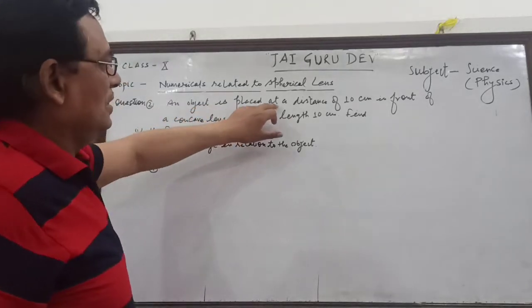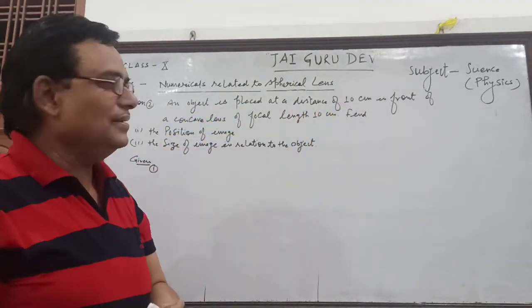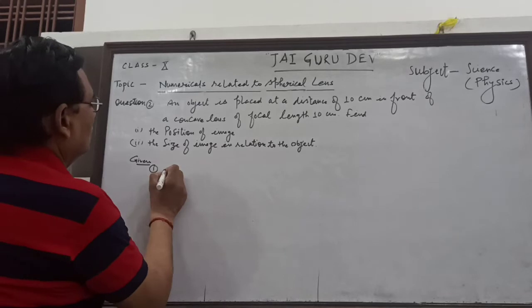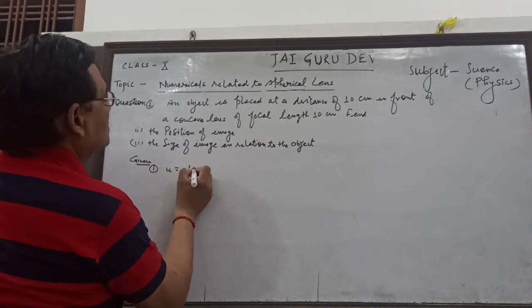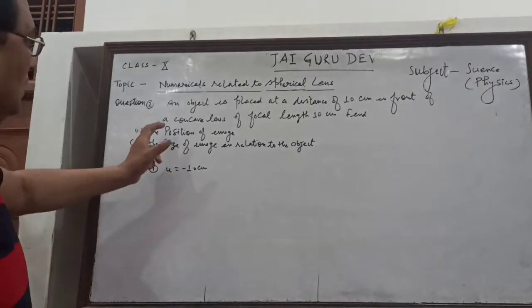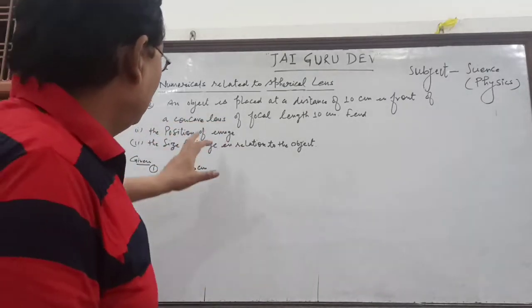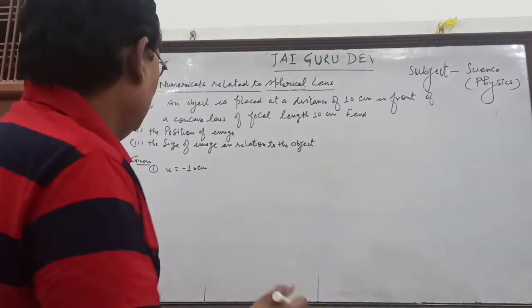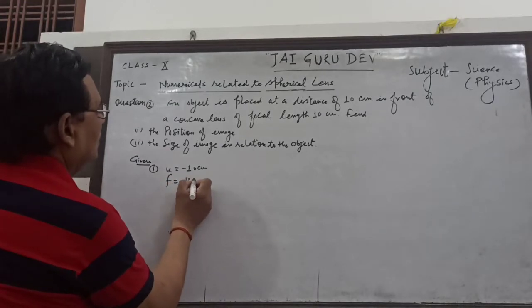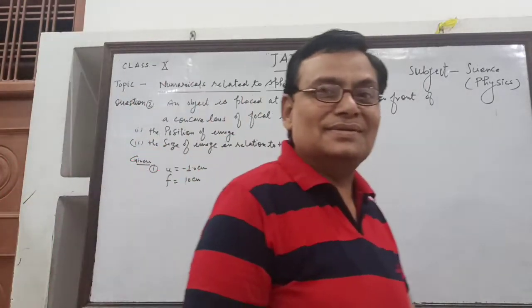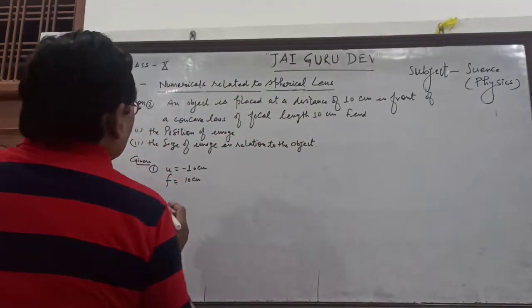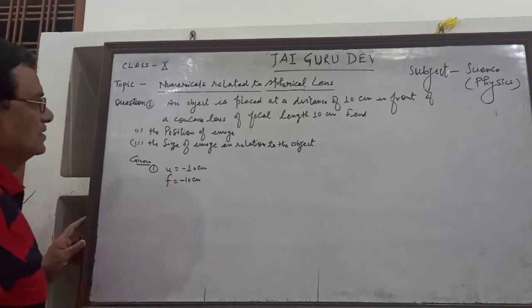An object is placed at a distance of 10 centimeter. This is object distance and we denote it by u. So u is minus 10 centimeter. In front of a concave lens, yes, the device is concave lens, and focal length 10 centimeter. Plus or minus? The device is concave lens and you know sign of focal length for the concave lens is negative. So we write here f is minus 10 centimeter.